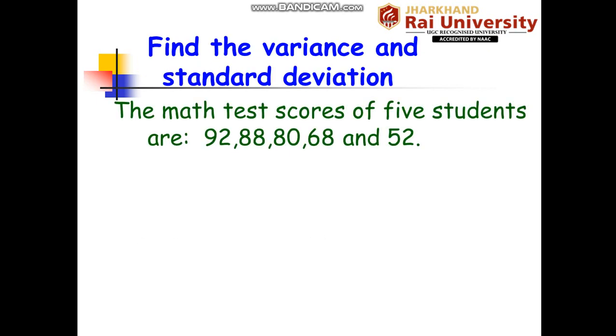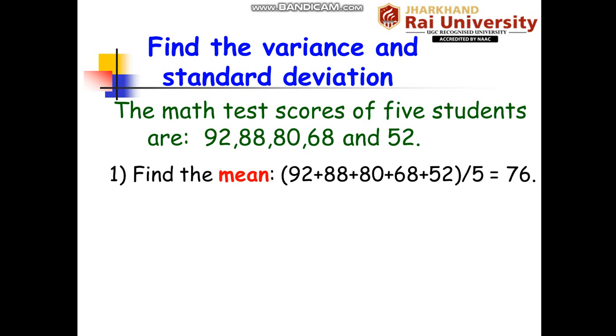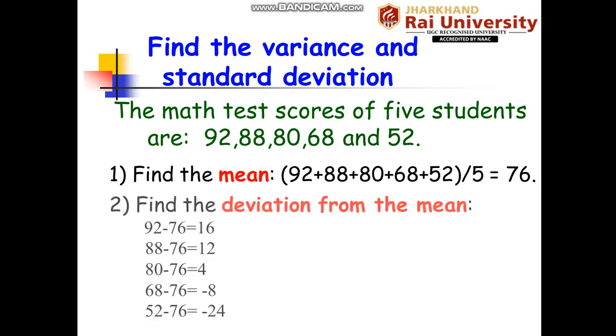And here is an example. The math test scores of 5 students are 92, 88, 80, 68 and 52. So we have to find the mean. The first step is to calculate the mean. How to find the mean? We have to add all the numbers, that is 92, 88, 80, 68 and 52, and divide by the total number, that is 5. So we will get 76 as the mean.